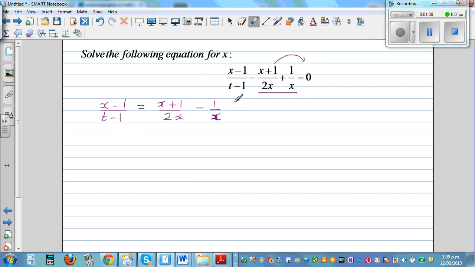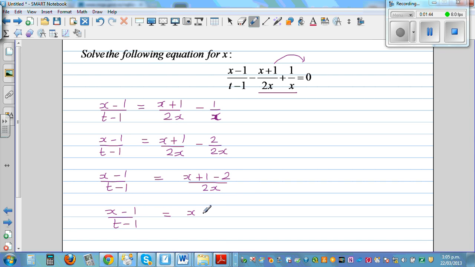So the next step would be (x minus 1) over (t minus 1) is equal to (x plus 1) over 2x. I'm going to write the next step like this, 2 over 2x. I hope you understand that, because I want to make the denominators equal. So this is (x minus 1) over (t minus 1) is equal to (x plus 1 minus 2) over 2x. So this becomes (x minus 1) over (t minus 1) is equal to (x minus 1) over 2x. So now I can cross multiply.